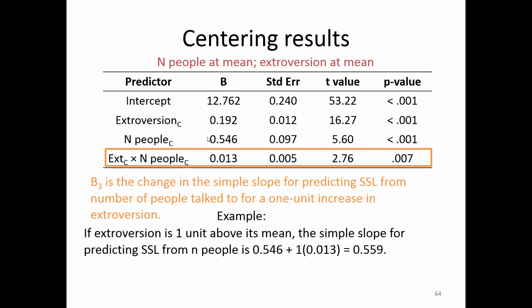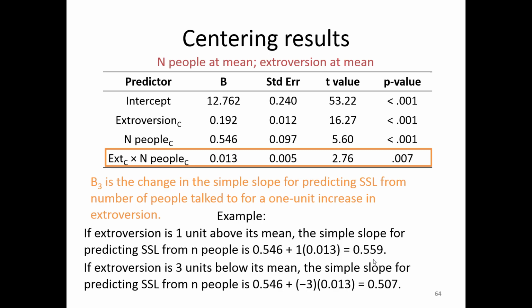Okay, so say if extroversion is 1 unit above its mean, then the simple slope for predicting satisfaction with social life from number of people talked to is 0.546, okay, plus 1 unit times 0.013 equals 0.559. Okay, so that would then be the slope for predicting satisfaction with social life from number of people talked to.